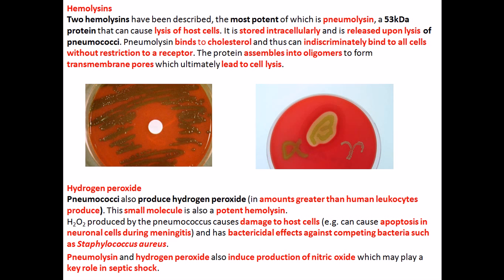Including this pneumolysin and hydrogen peroxide, both of them using their own method, they can degrade the cell, release the cell components and kill the cell components, and it can also induce the production of nitric oxide, which may play a very key role in septic shock syndrome, because this Streptococcus pneumoniae can cause septic shock syndrome.